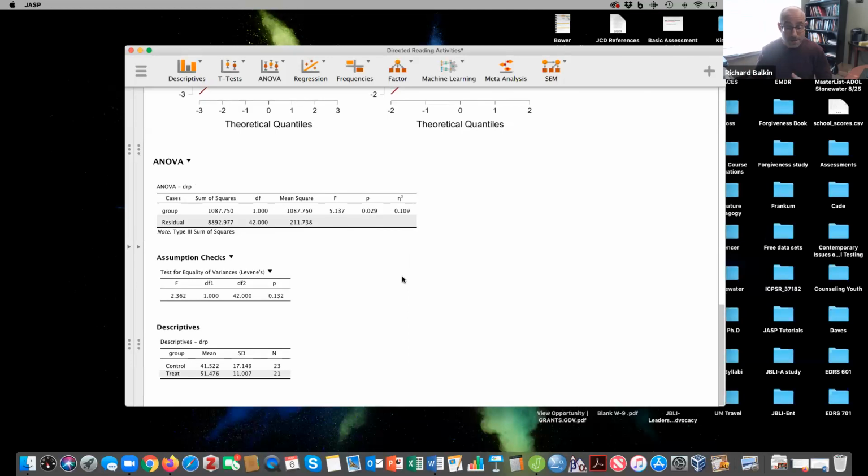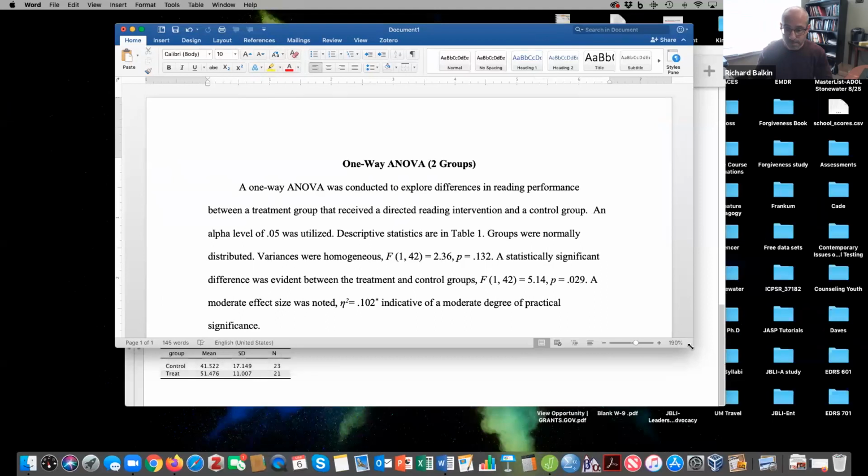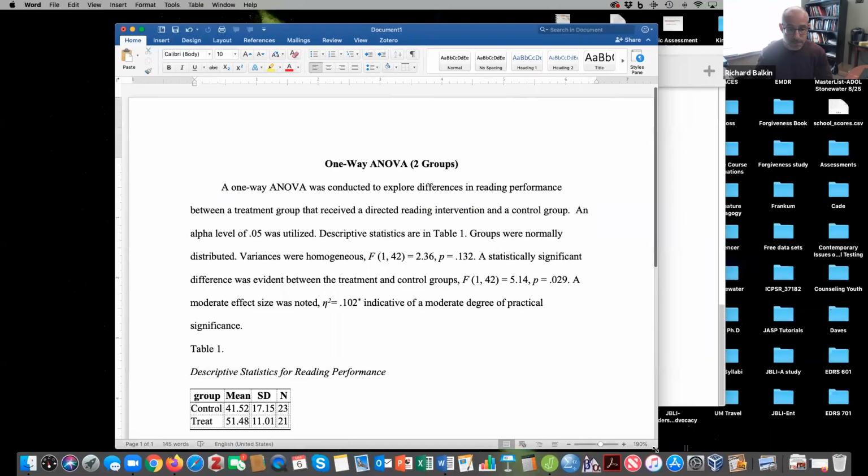Now, I'm pretty much done at this point. If I were going to write this up in APA style, here's what I would say. A one-way ANOVA was conducted to explore differences in reading performance between a treatment group that received a directed reading intervention and a control group. An alpha level of 0.05 was utilized. Descriptive statistics are in Table 1. Groups were normally distributed. My variances were homogeneous. F of 1, 42 equals 2.36, P equals 0.132.